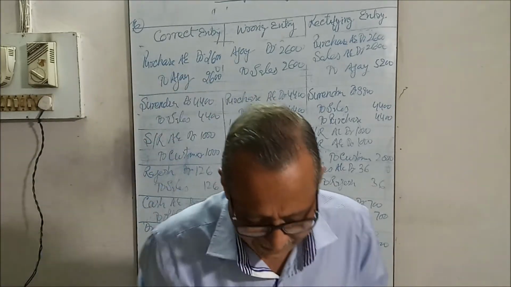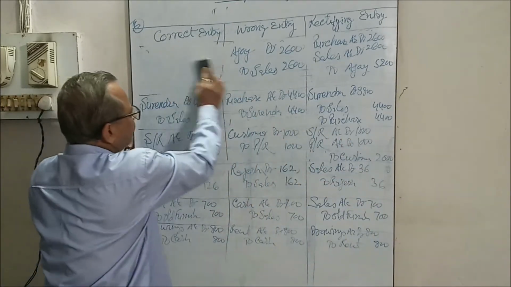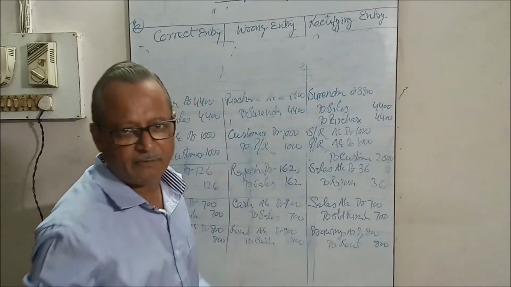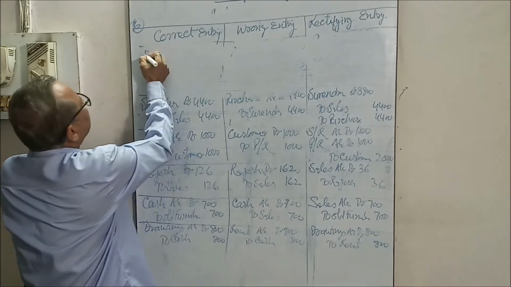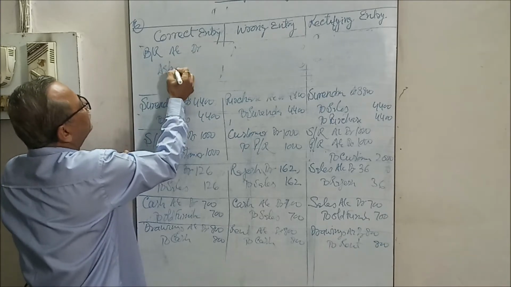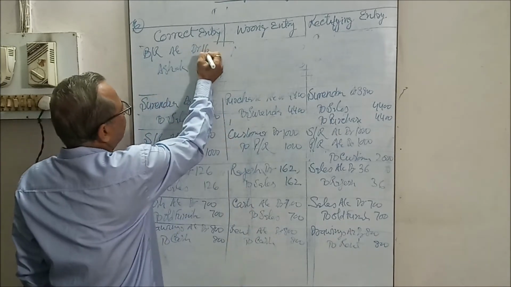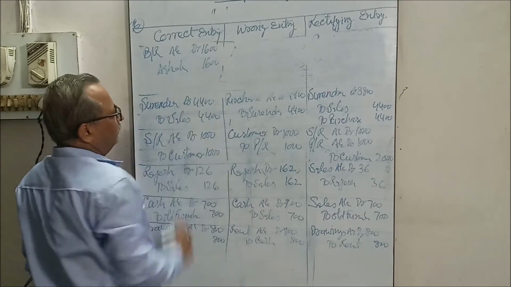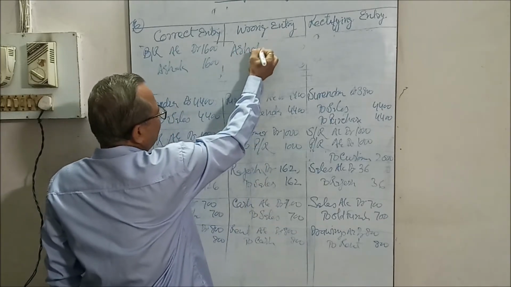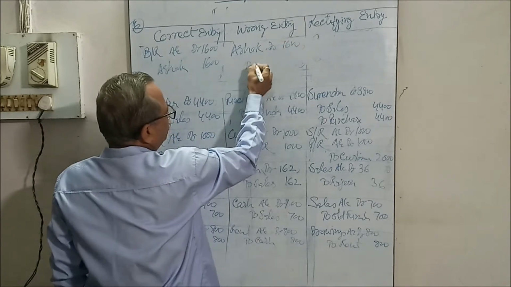Now the last part. Bill received from Ashok, I am writing here, bill received from Ashok, then you will write bills receivable account debit to Ashok. The amount is 1600, but it was passed through the bills payable book. It was entered as Ashok debit to bills payable.